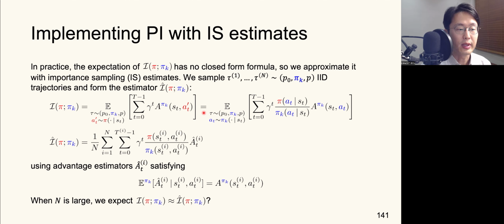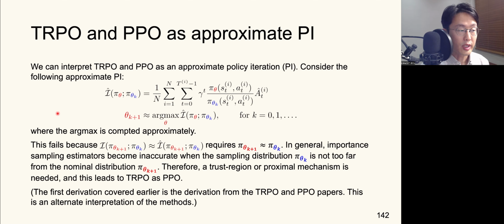Now I'm going to sample n IID trajectories, and I'll form this importance sampling estimate, where this summation is meant to approximate this expectation. This estimator is going to require the use of some advantage estimator. The advantage estimate needs to satisfy this condition, and these can be the TD advantage estimate, or this could be the GAE estimator. So when n is large, we expect that I hat should be a good enough approximation of the policy advantage I, right? So we can now interpret TRPO or PPO as an approximate policy iteration or an approximate policy advantage maximization.